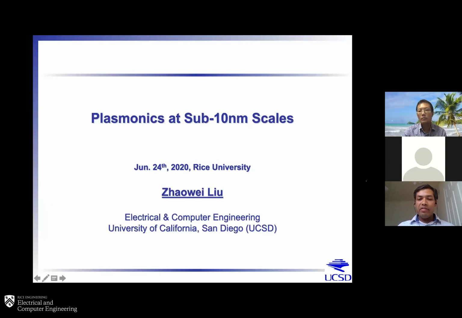Today we have a speaker, Professor Zhaowei Liu, who is a professor in the Department of Electrical and Computer Engineering, Material Science and Engineering program, and also at the Center for Memory Recording Research at University of California, San Diego. Professor Zhaowei Liu got his bachelor's and master's from Nanjing University in China.